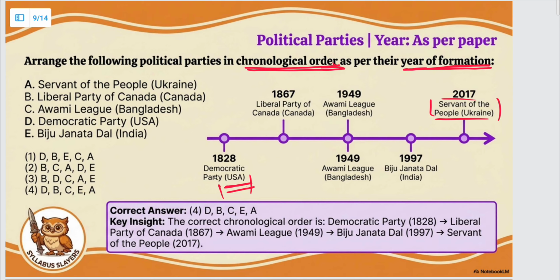जैसे डेमोक्रेटिक पार्टी है यूएसए की, it was formed in 1828. फिर लिबरल पार्टी ऑफ कनाडा, this is also not very important, this was formed in 1867. ठीक है, फिर है अवामी लीग ऑफ बांग्लादेश, formed in 1949. Then बीजू जनता दल from India was formed in 1997, and Servants of the People, Ukrainian party है ये, this was formed in 2017. ठीक है, so according to this the answer will be the fourth option.